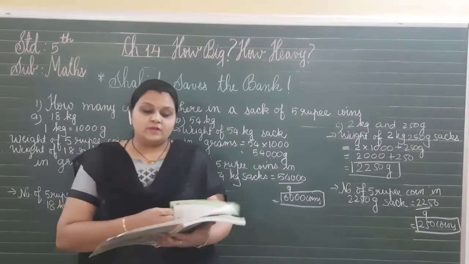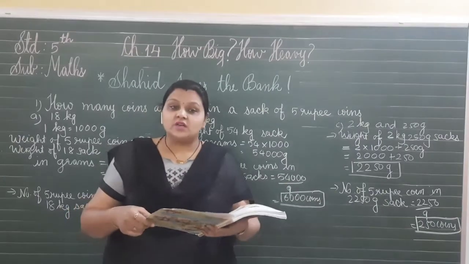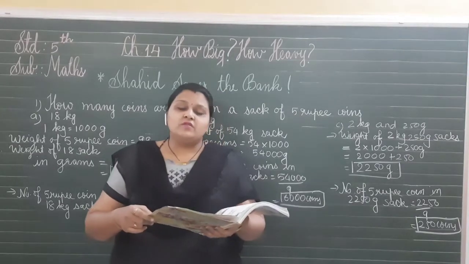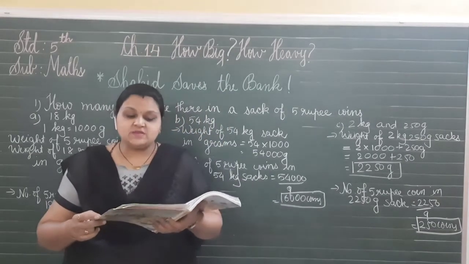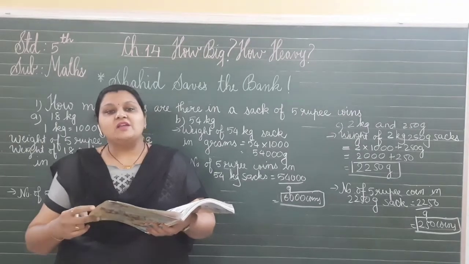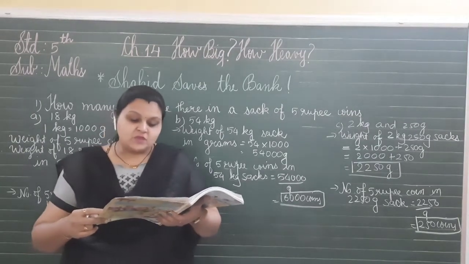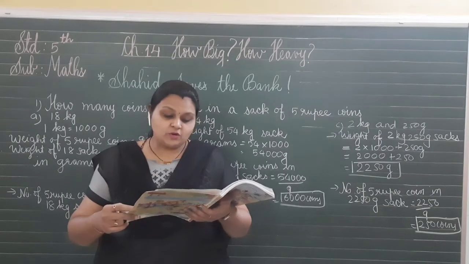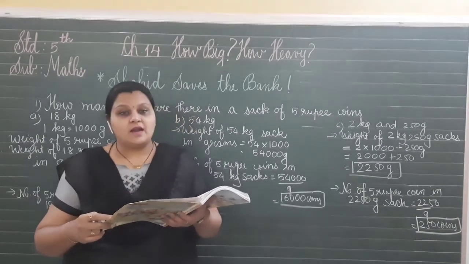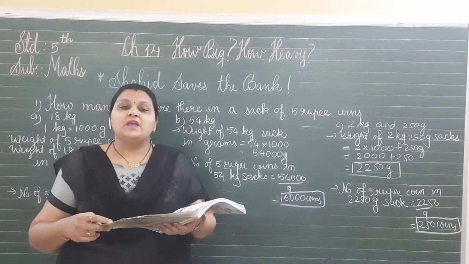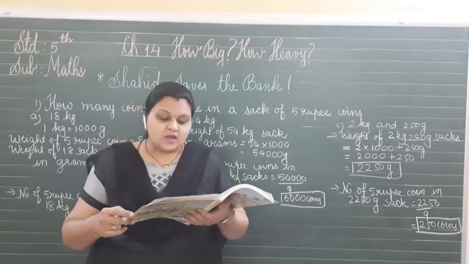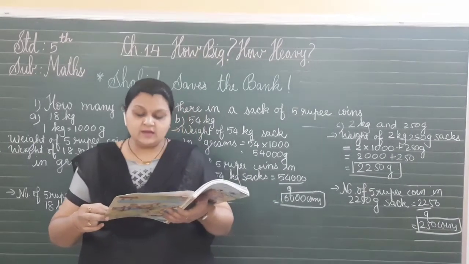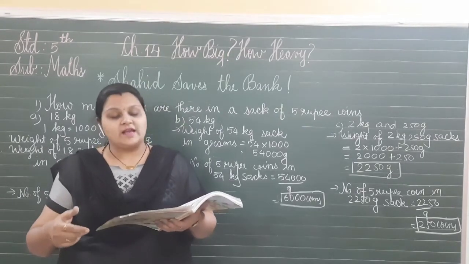Now here Shahid was working in a bank and he was a cashier. So whenever the coins come to the cash counter, he does not count them. He just weighs them. He was thinking that weighing is so much easier. The weight of a 5 rupee coin is 9 gram. Tell me the weight of a set and I will tell you the number of coins in it. So this is how he was calculating.